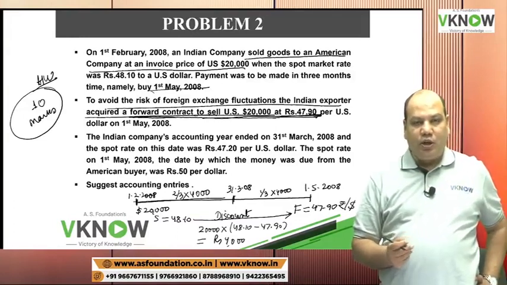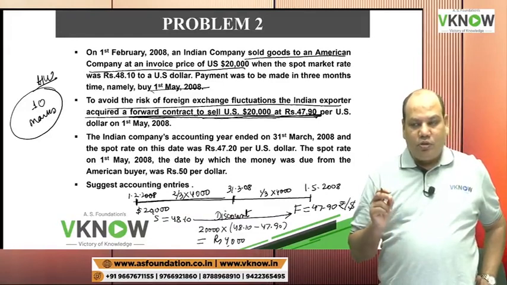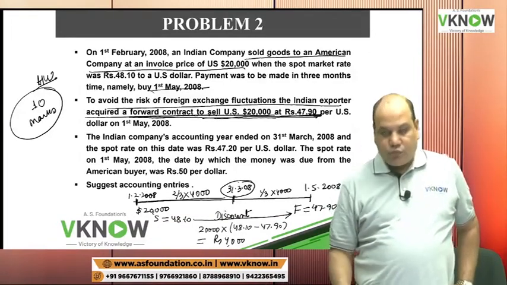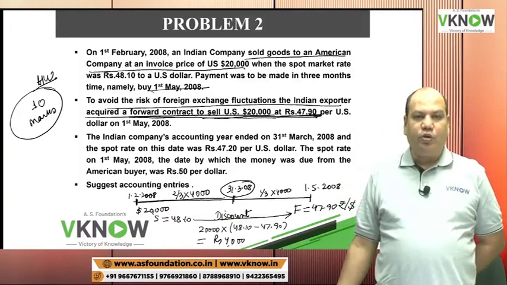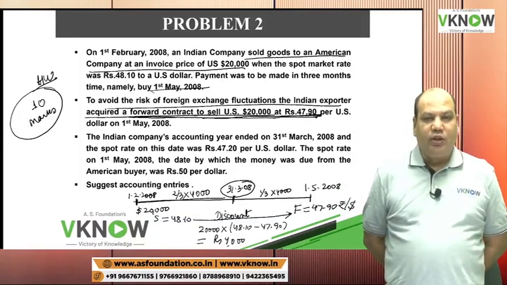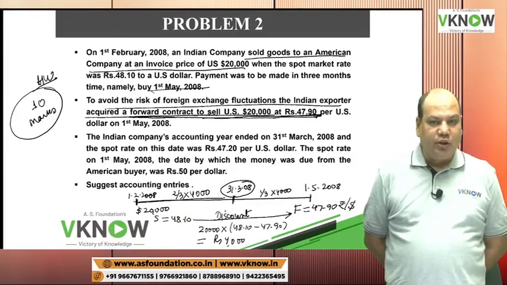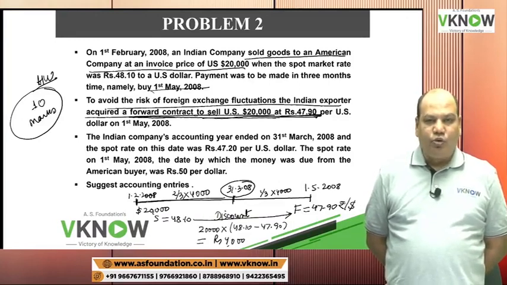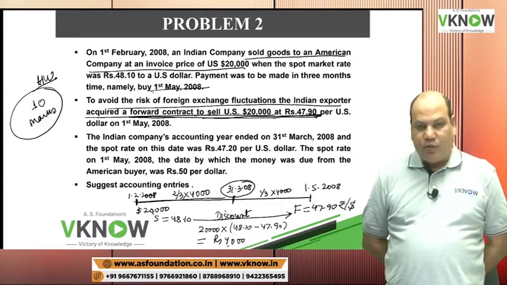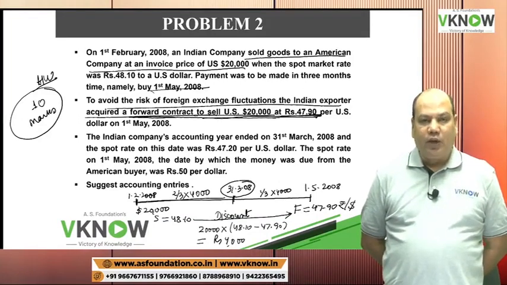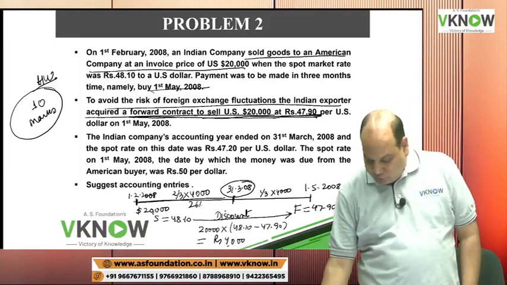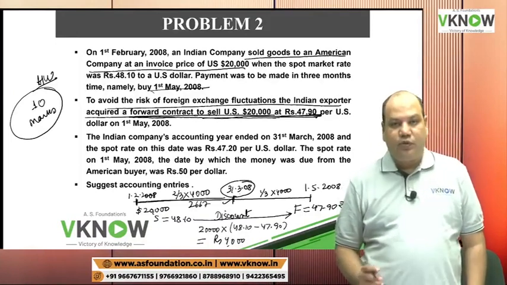In addition to that, you have to pass entry for sundry debtors to sales. At the end of the year, you'll have to pass entry for forward contract receivable, forward contract payable, and the discount will also be recorded on 31st March. Out of the total discount, or the discount which will be recorded on 1st February, 2/3 of that 4,000, which comes to 2,667, you will write off in P&L account on 31st March.